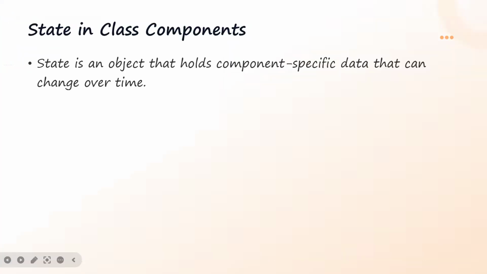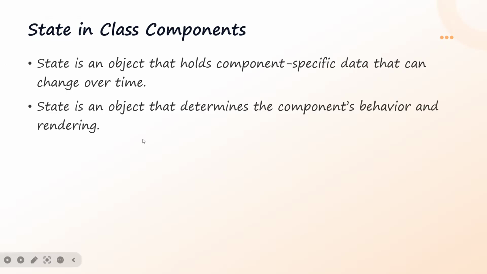So state is an object that hosts component-specific data that can change over time. If your component has some data that can change, and whenever it changes you want the user to see the change, you have to put it in state. That is what we use state for. State is an object that determines the component's behavior and rendering.